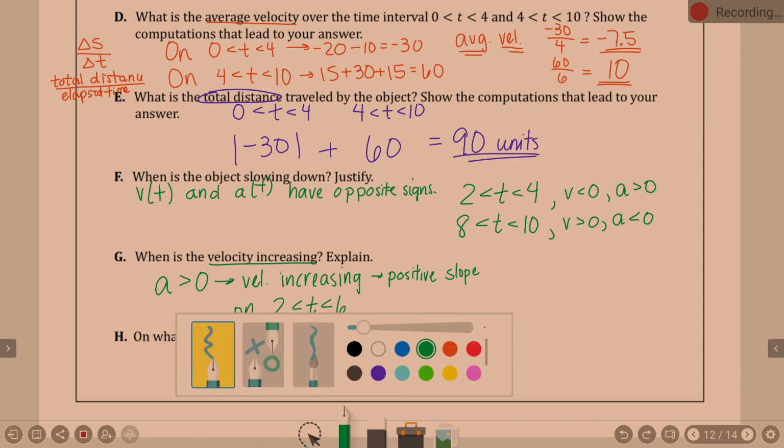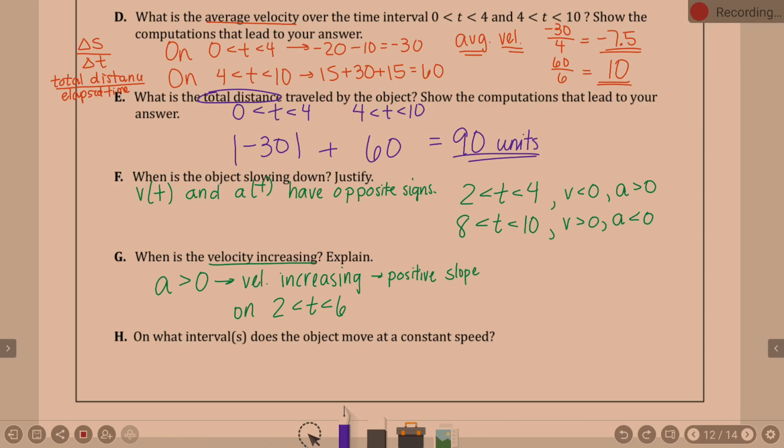Okay, what about H? Does the object move at a constant speed? So what is the slope? 0. So when your acceleration is 0. And when is my acceleration 0? 0 to 2 and 6 to 8.